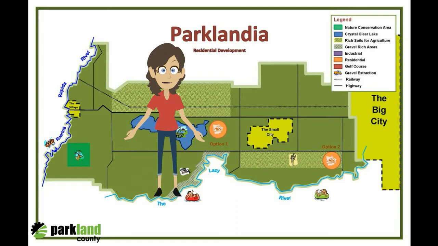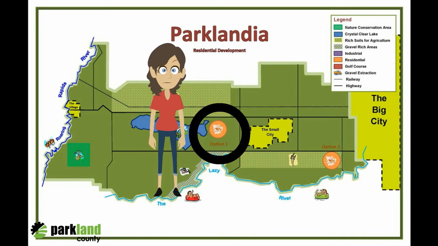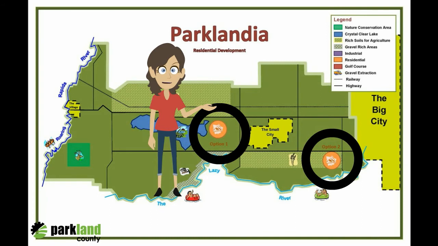Parklandia has to decide where to build a residential subdivision. Option 1 is to create the subdivision near Crystal Clear Lake. And the second option is to create a subdivision in good agricultural land close to the big city. You will hear from 4 stakeholders, including a farmer, a retired resident, a member of the Crystal Clear Lake Society, and a residential developer. I wonder which options they will choose.